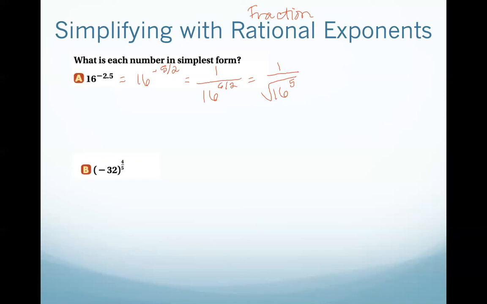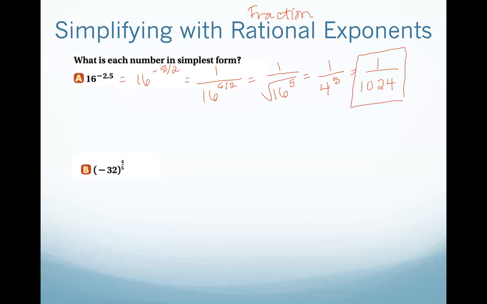In this case, 16 to the 5th is really big, but the square root of 16 I know is 4. So that's 1 over 4 to the 5th. I'm still going to use my calculator for 4 to the 5th. And then I find that that is 1 over 1024.